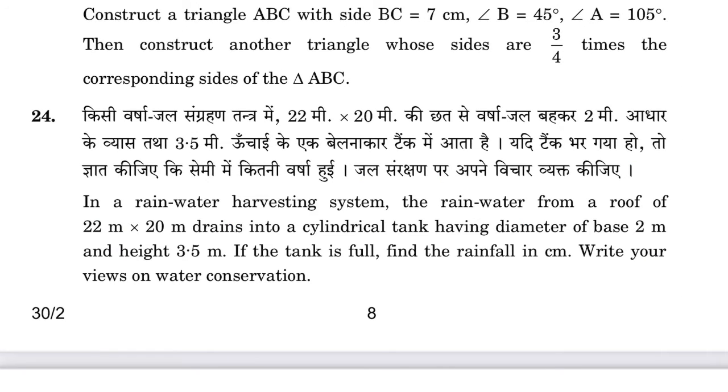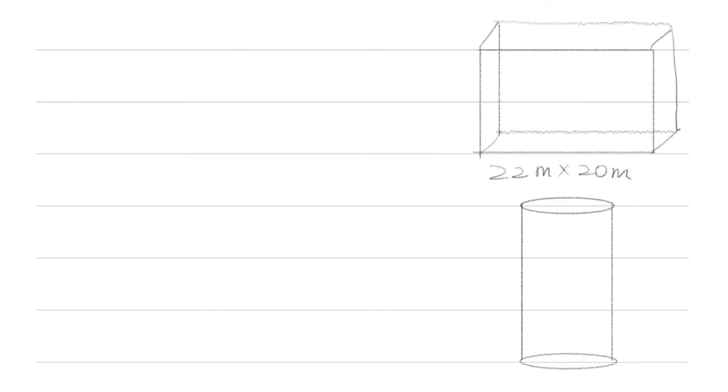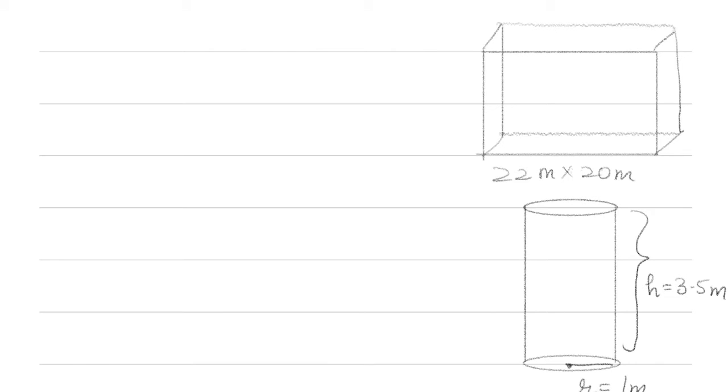Question number 24. In this question, we have a rainwater harvesting system, and from the roof, the water drains into the cylindrical tank. So the roof is in the form of cuboid. The water fills into the cylindrical tank. The dimensions of the roof are 22 meter into 20 meter. And cylindrical tank has diameter of base 2 meter. So radius is equal to 1 meter and height is 3.5 meter. And we have to find the rainfall in centimeter. So that will be the height of the water on the roof.